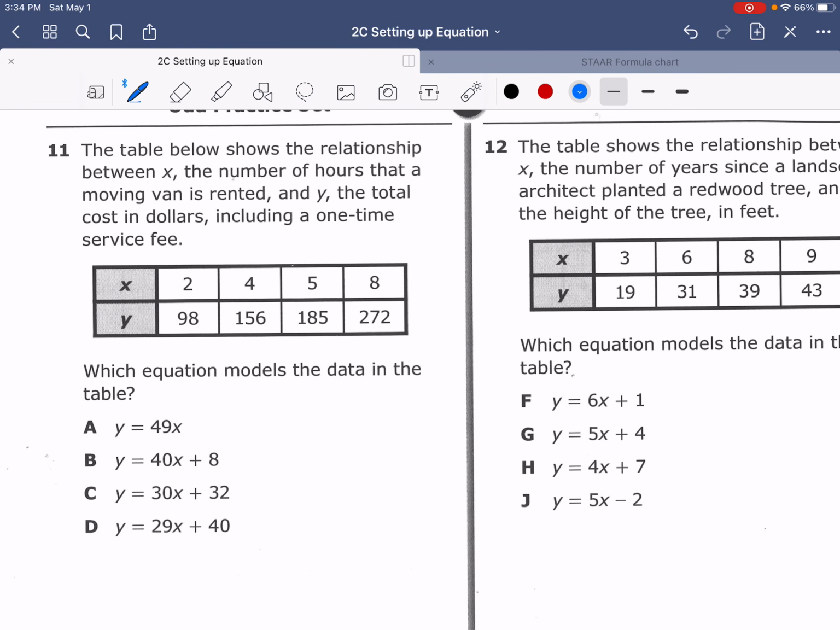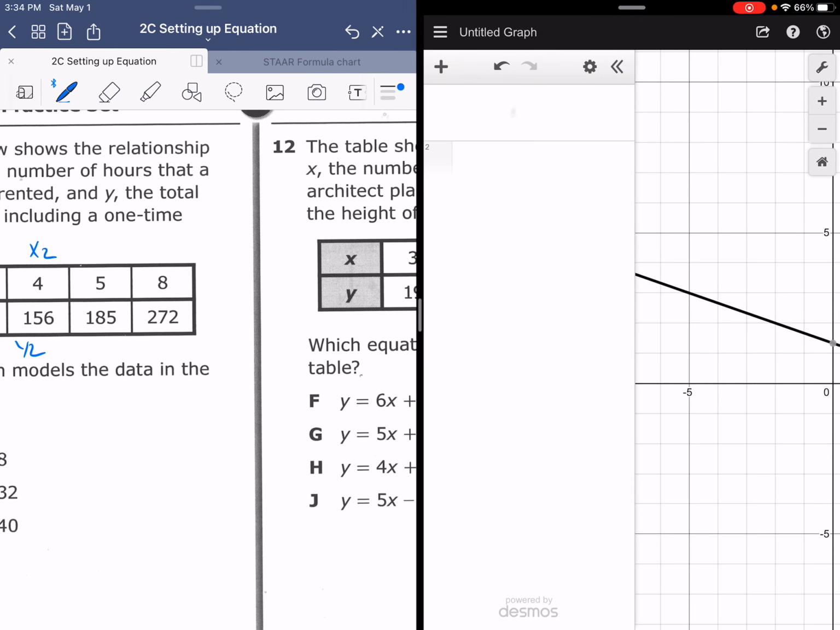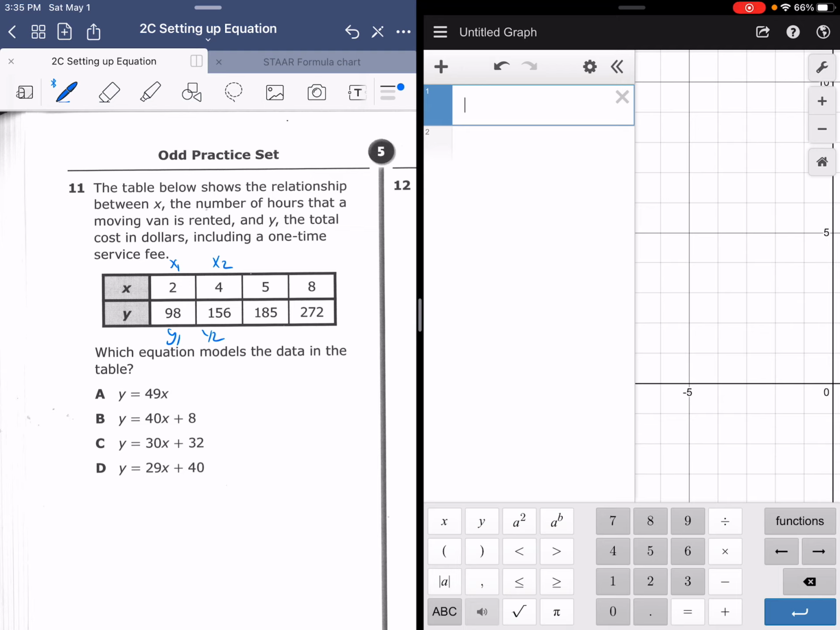11. Now we have a table and we have to find which one of these models this. One way of doing it is you graph every single one of them and see which one matches. Or you can find the slope using x1, x2, y1, y2, the traditional method. Or another way you can do it is using a table, okay? Here, click this one, you're going to have a table here, and plug this number in.